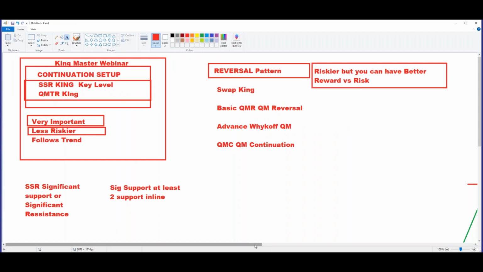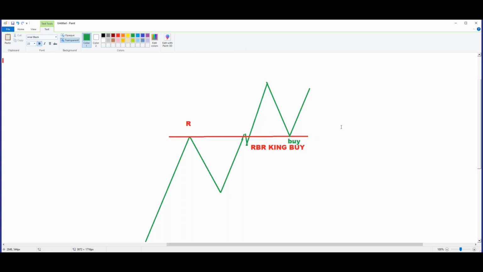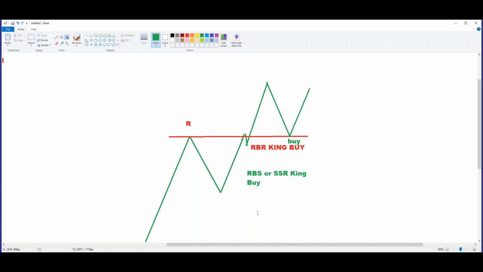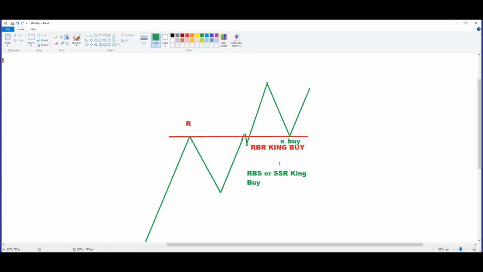So let me make it bigger over here. Let's suppose that price goes down again. If the price goes down here, usually what we do is, of course, take a buy or long entry. You can buy over here, because this setup is RBS or SSR king buy. So far follow or not? Any question, guys? This is RBS or SSR king setup for buy setup.